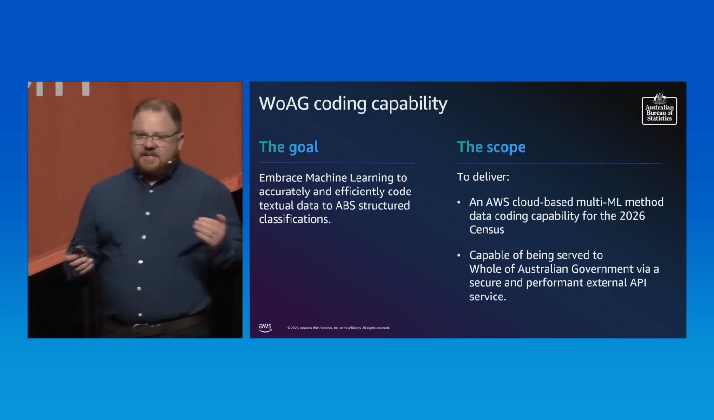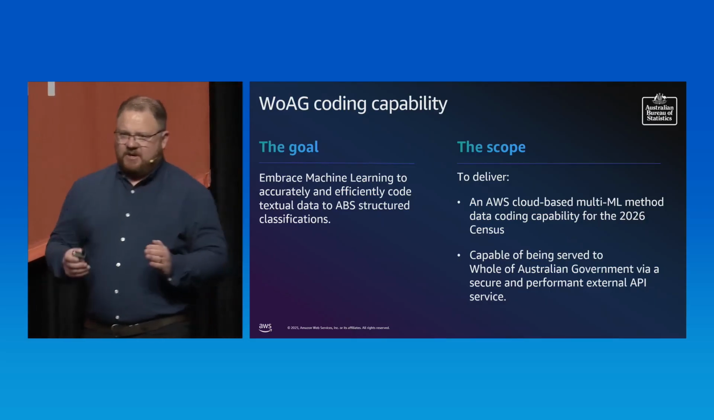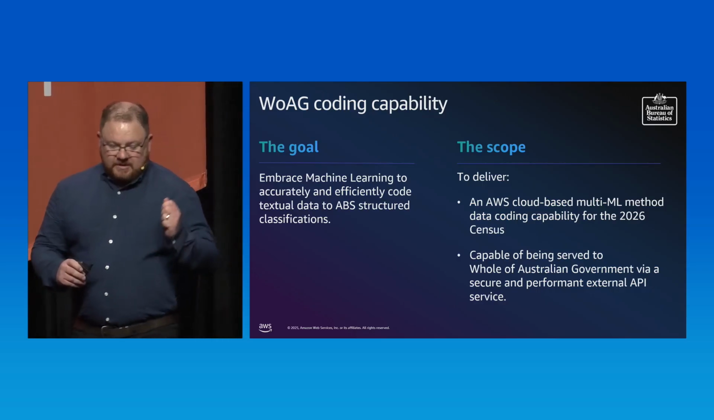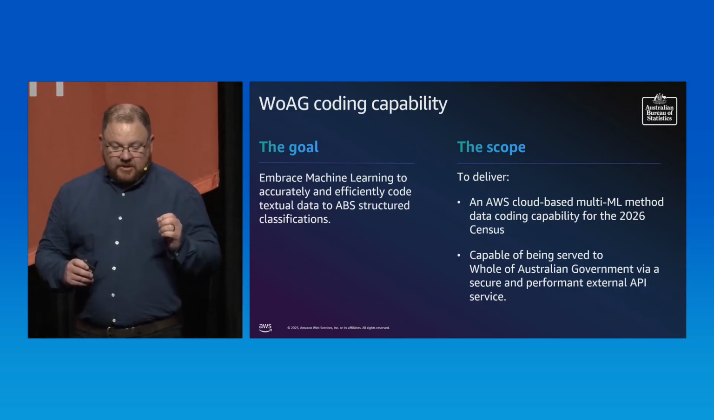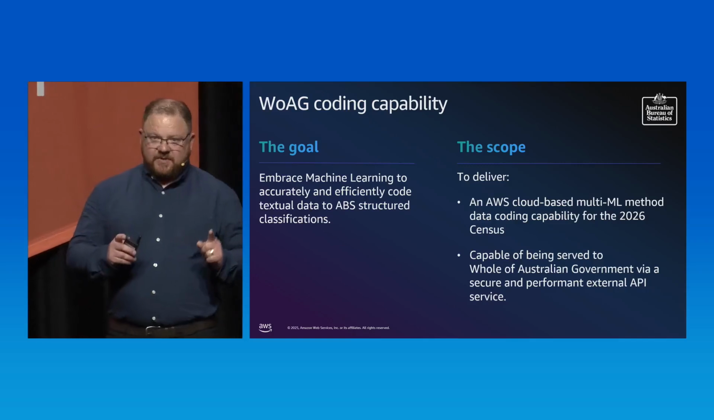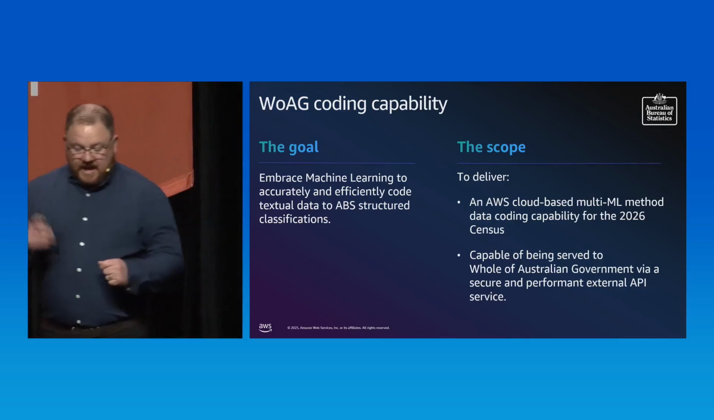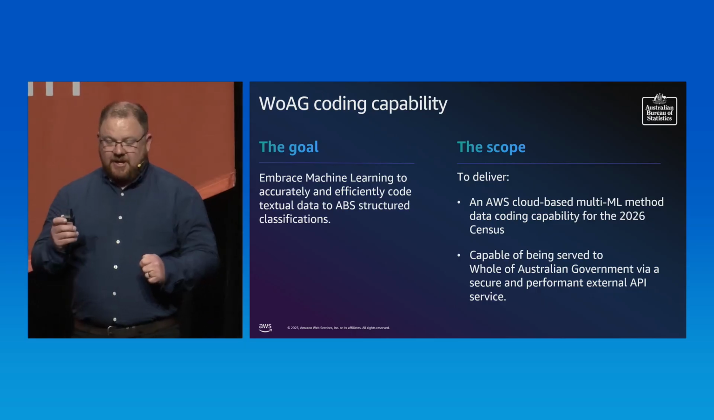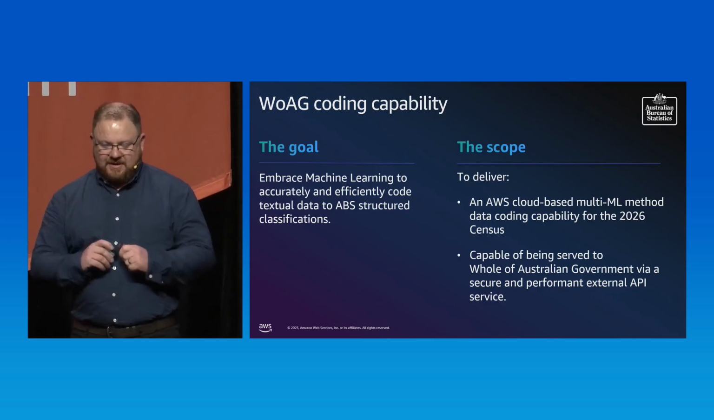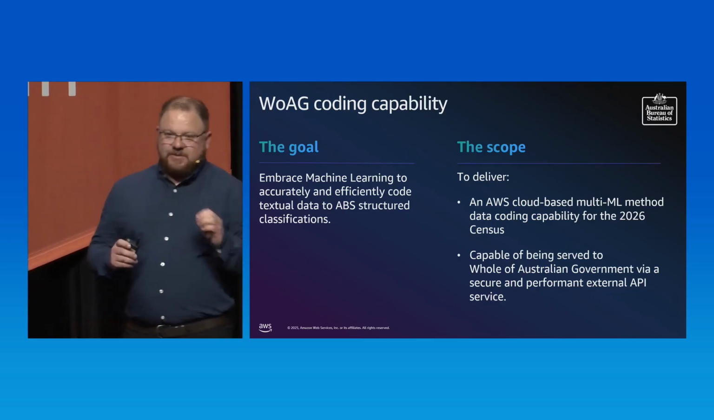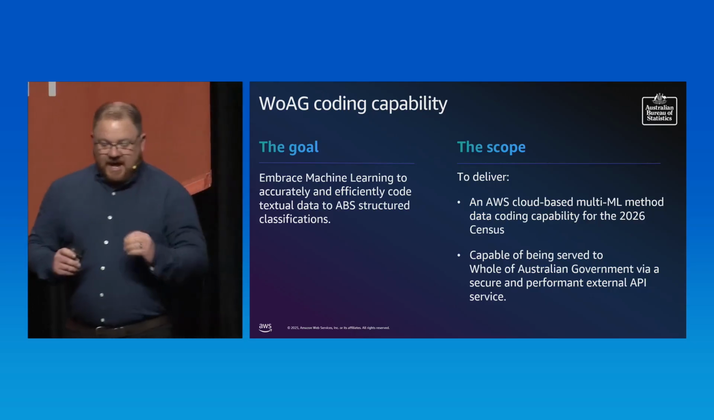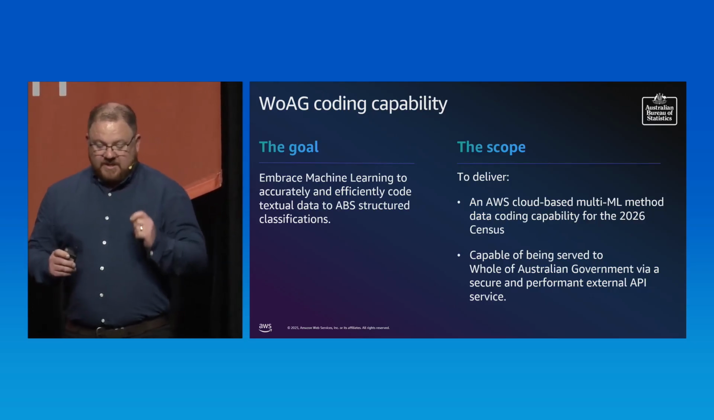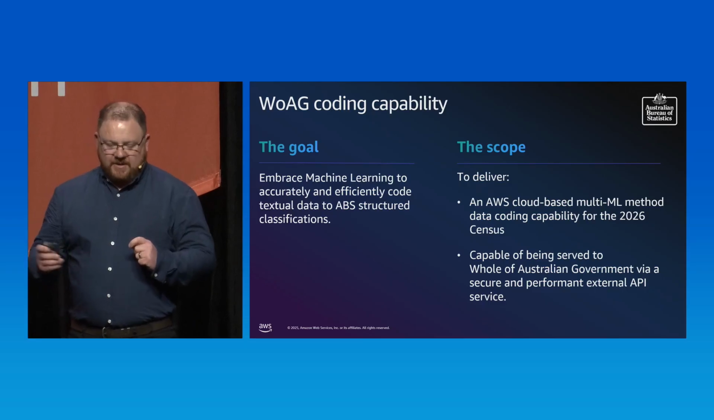Our project has a clear goal and a clear scope, which are really important. To embrace machine learning, to accurately and efficiently code textual data to ABS structured classifications, that's our goal, and our scope is to deliver an AWS cloud-based, multi-machine learning method, data coding capability for the 2026 census, and that's capable of being served to the whole of Australian government via secure and performant external API service.